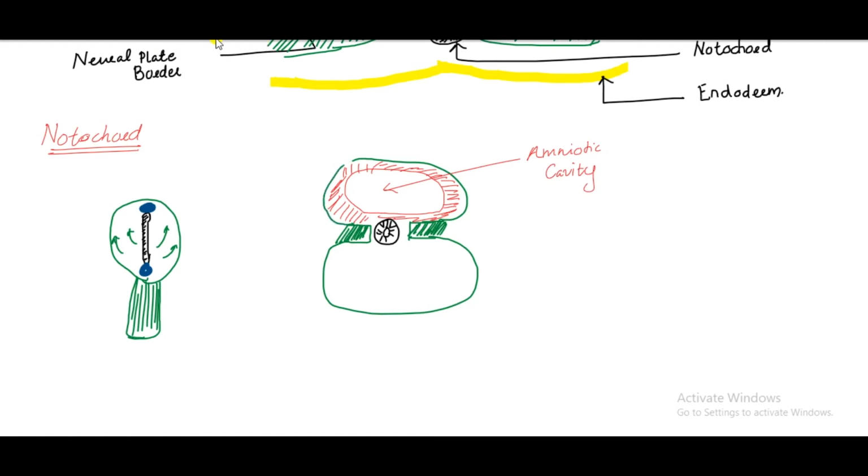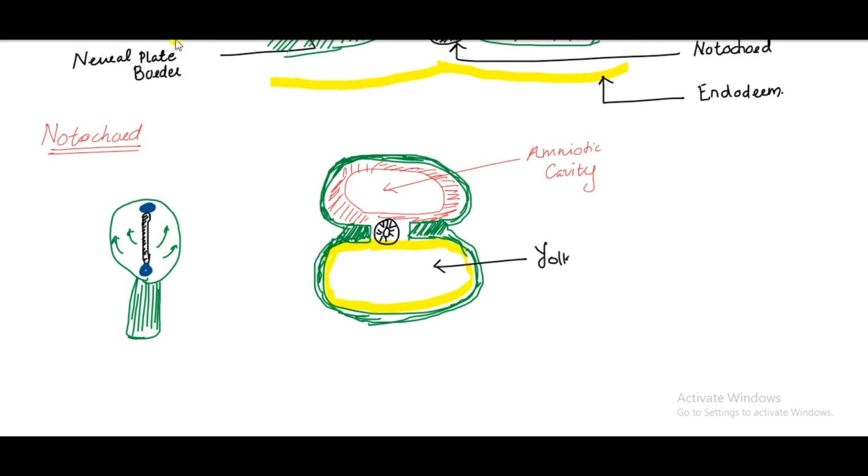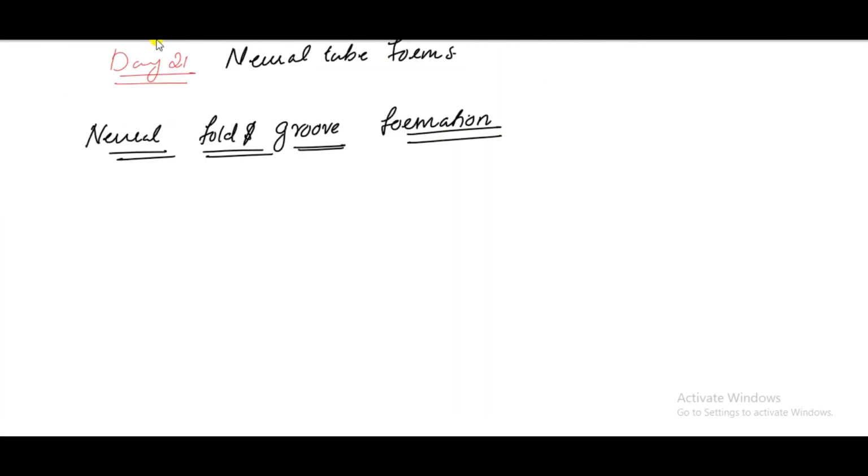You can see the amniotic cavity is inside the ectoderm, and the yolk sac is lined by endoderm. Here is the notochord, and the intraembryonic mesoderm is lateral to the notochord.